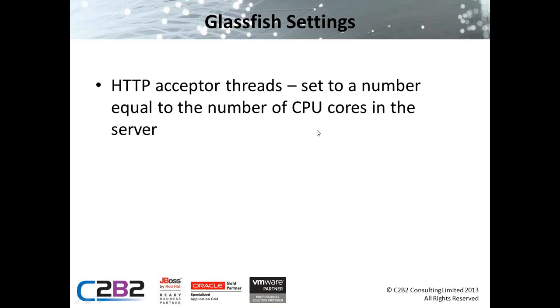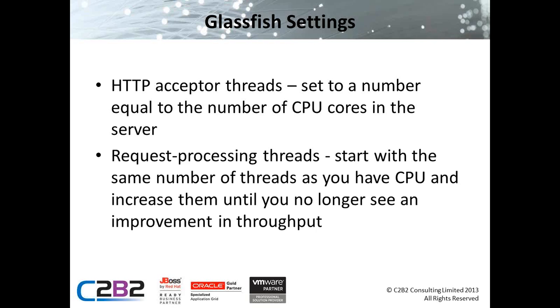A couple of other settings. Accept threads are used to accept new connections to the server and also to schedule existing connections when a new request comes in. These should be set to a number equal to the number of cores in your server. So if you've got 2 CPUs, each quad core, then you need to set this to 8.